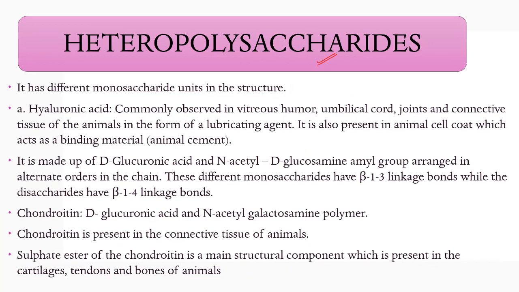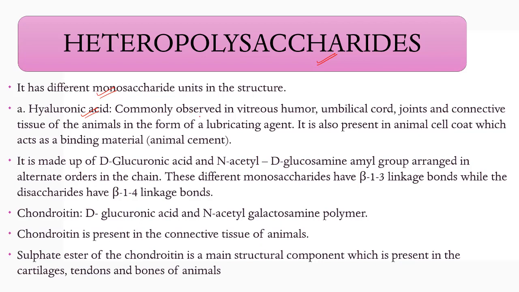Heteropolysaccharides. So we have completed the homopolysaccharides, which include starch, cellulose, glycogen, chitin, inulin, dextrin. Now we are going to start with heteropolysaccharides. Heteropolysaccharides have different monosaccharide units in the structure, like hyaluronic acid.